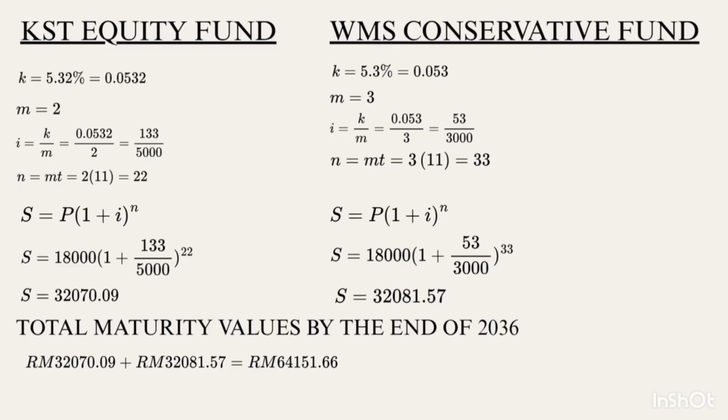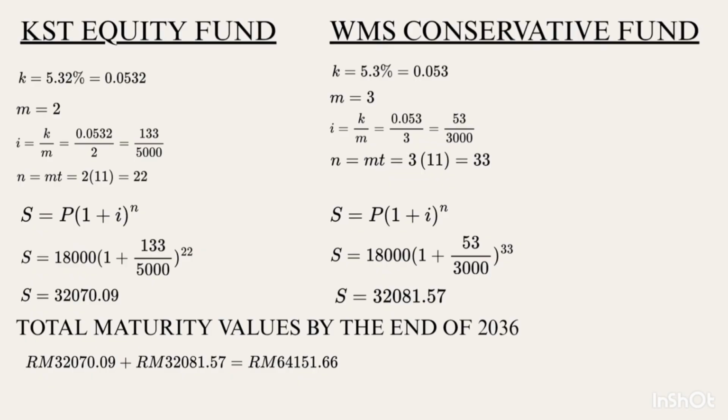So put it in the equation. S equal to P(1 plus I) to the power of N. P is 18,000, (1 plus 133 over 5,000) to the power of 22. We will get S equal to 32070.09 ringgit.